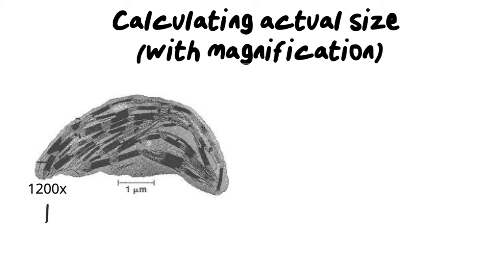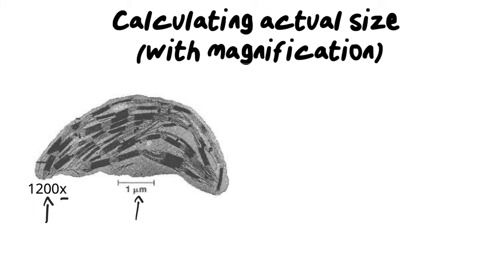And the magnification is over here, and I know it's the magnification because it's got this little X here. So that means this chloroplast in this micrograph has been magnified 1,200 times. This other structure over here is called a scale bar, but we're going to get back to that later on because we actually don't need it for this particular calculation.